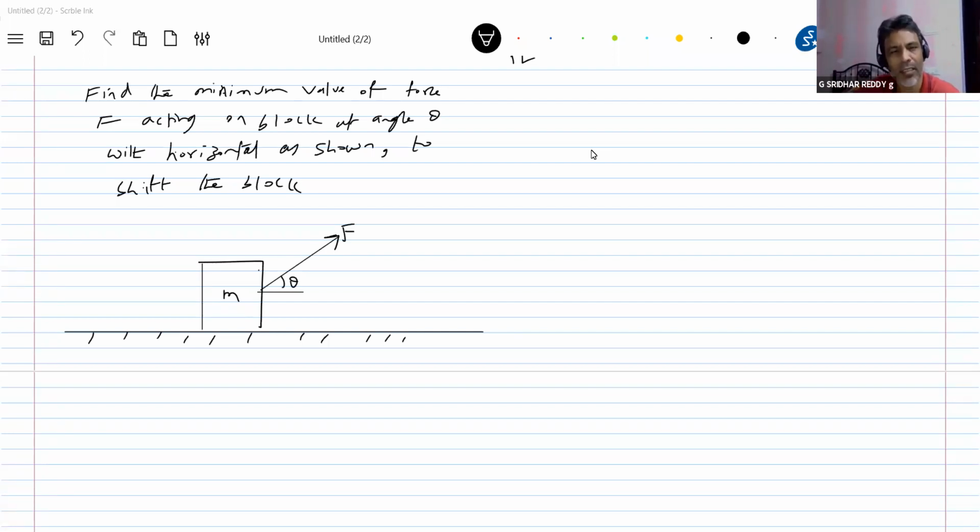So what does the question ask? The minimum pull force. So look at this one. Is it a push or a pull force? It's a pull force here. So if you want, I'll write it very clearly: pull force.